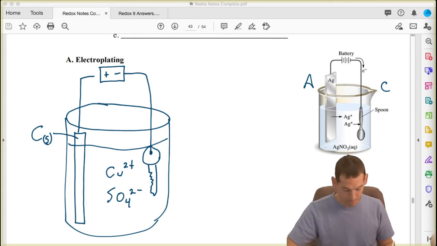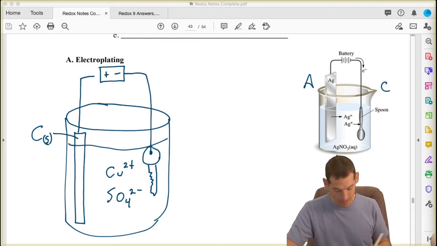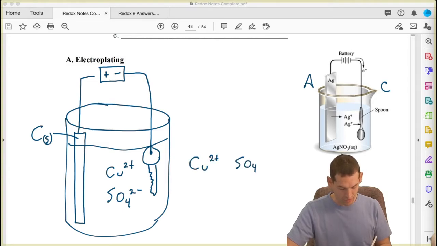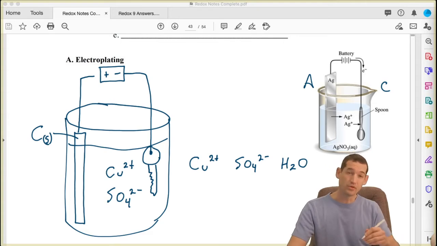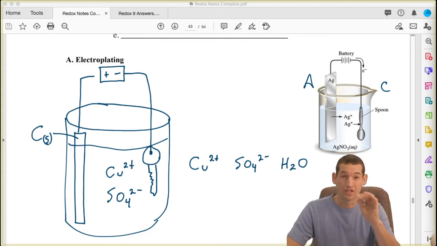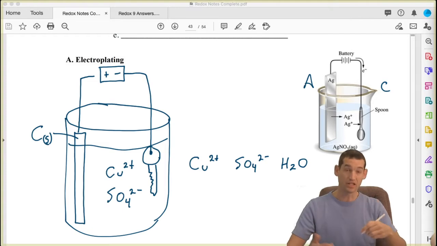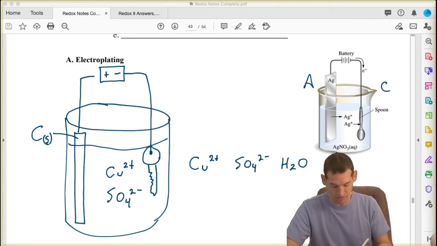Okay? Now, in terms of what I have here, if I were to list this all out to try to figure out the reaction, I would have to list out, I have copper 2 positive, I have SO4 2 negative, I have water, and we don't list the carbon because it's inert, and we don't in this case even have to mention the key or worry about what metal the key is made out of because the electrons are being forced into it.